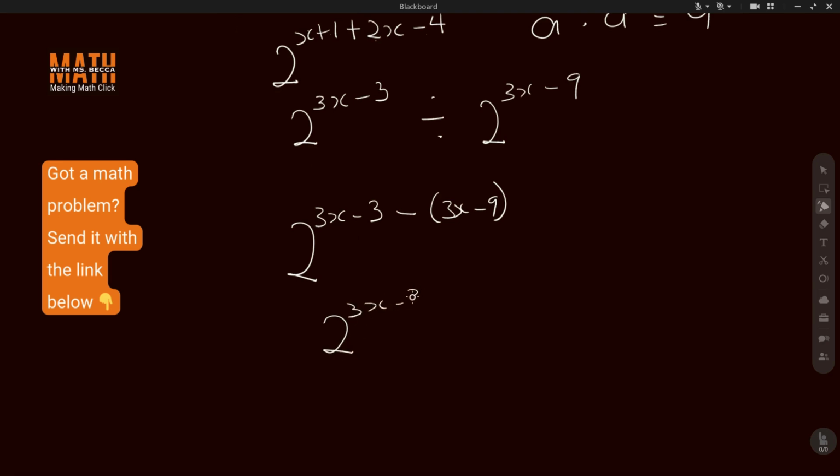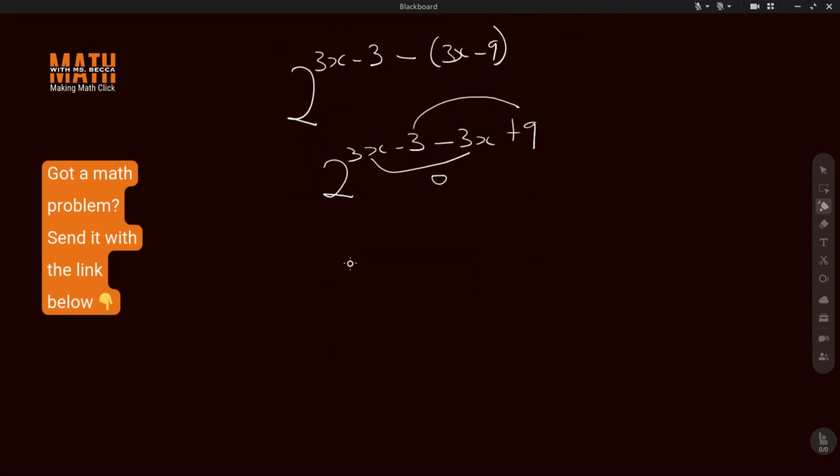such that this will give 2 power 3x minus 3, then minus 3x plus 9, because this negative times negative will become positive. 3x minus 3x will become 0. So we are left with -3 plus 9, and this will be 2 power 6.